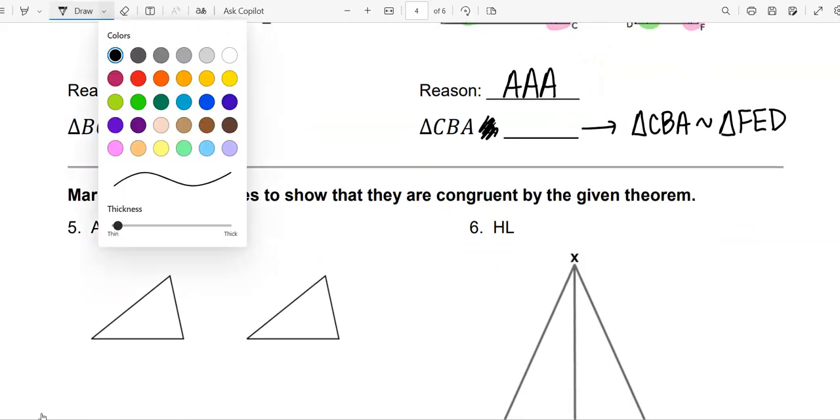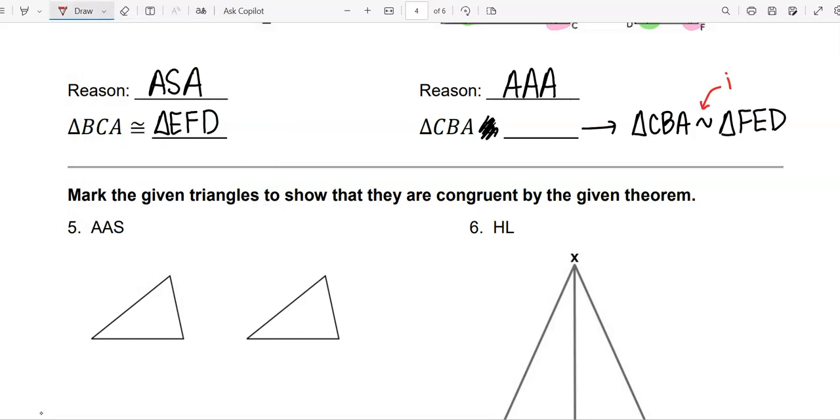Remember that little squiggle, we learned this on yesterday's video. This means is similar to. Similar means they're the same shape. They're not necessarily the same size. Questions on that one?